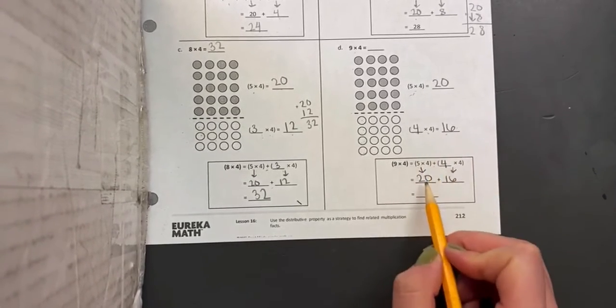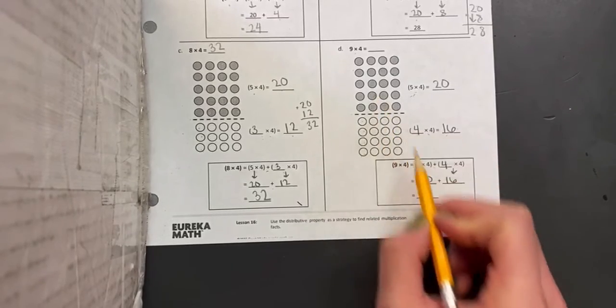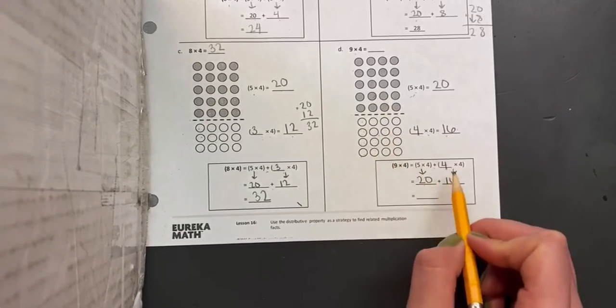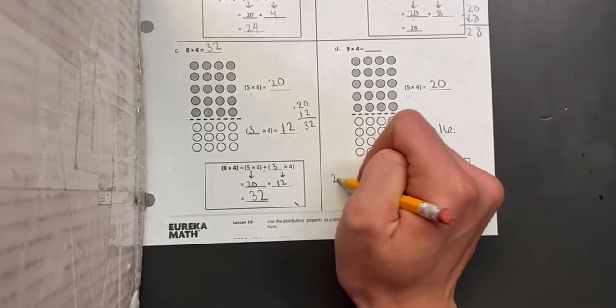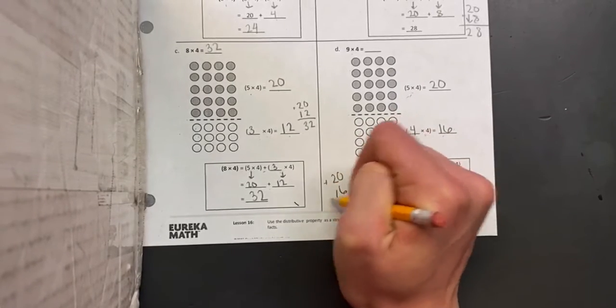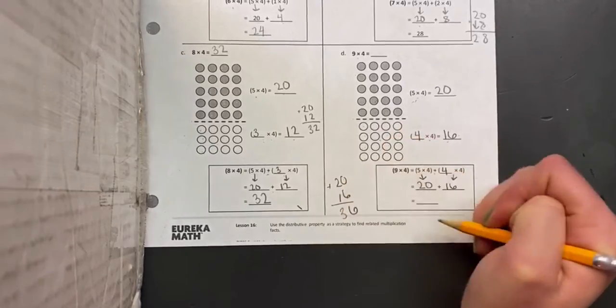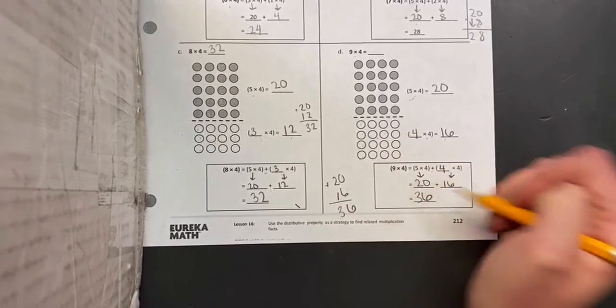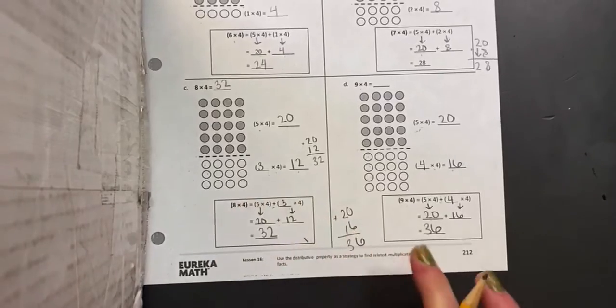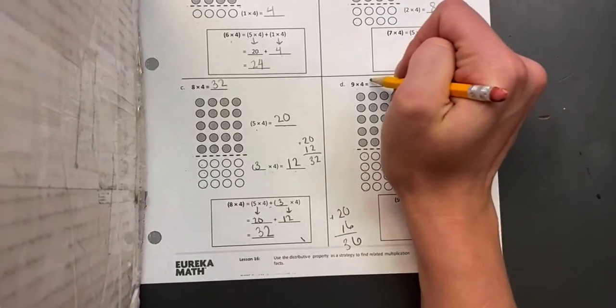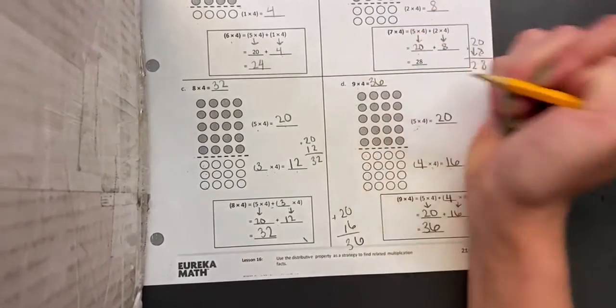So now I see I have my first array plus my second array. I need to add them together to figure out my new total. 0 plus 6, 2 plus 1. My new total is 36. So I remember I have to bring my answer back up to the top. 9 times 4 is 36.